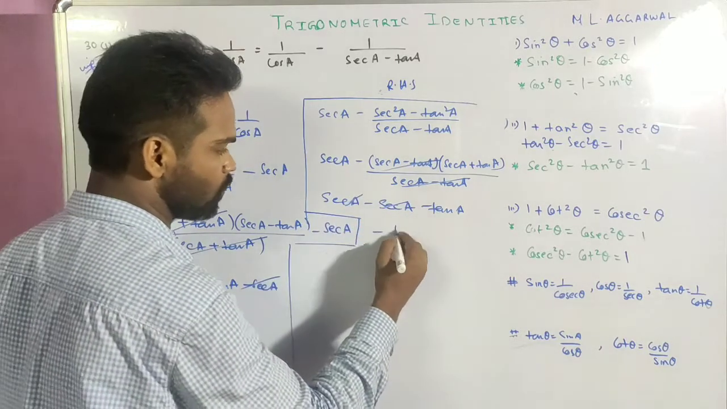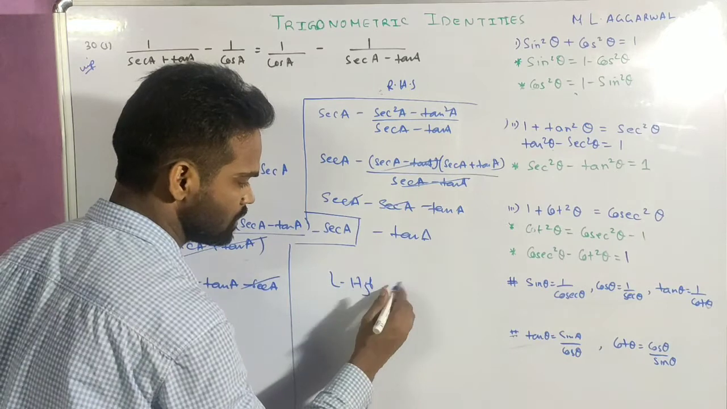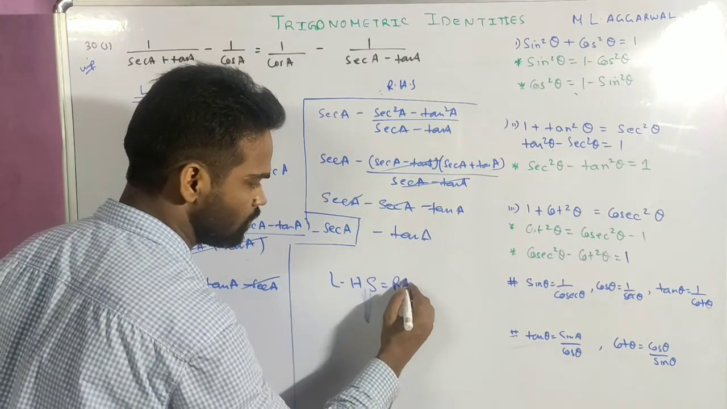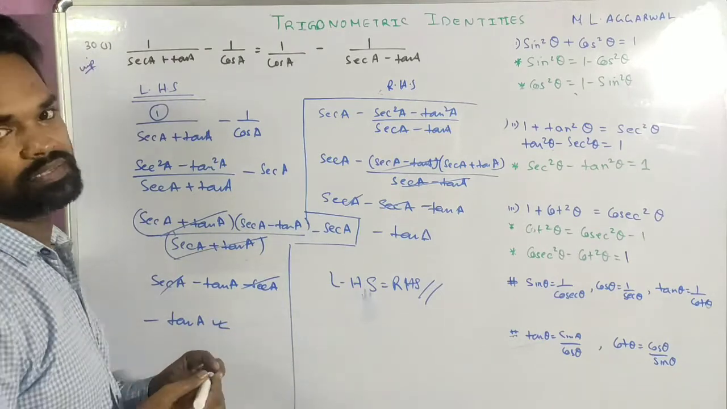This and this cancels out. What remains is minus tan A. So LHS is equal to RHS. Proved. Done. Now let us look at the next sum.